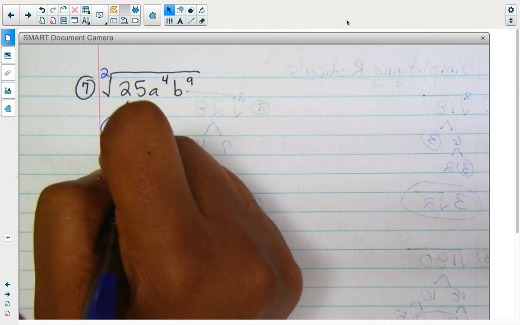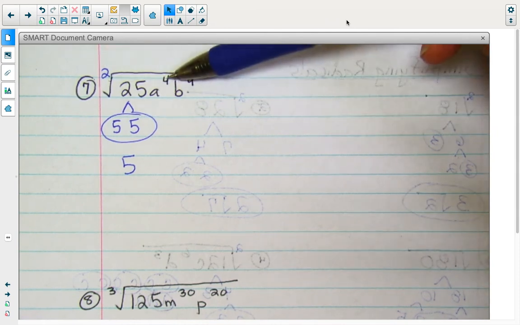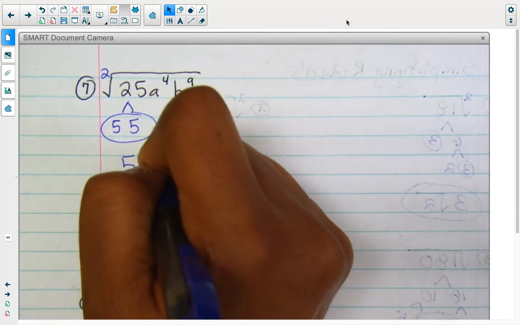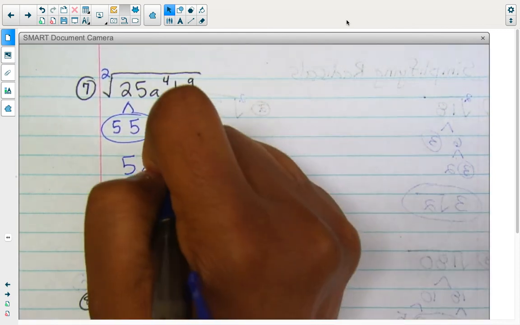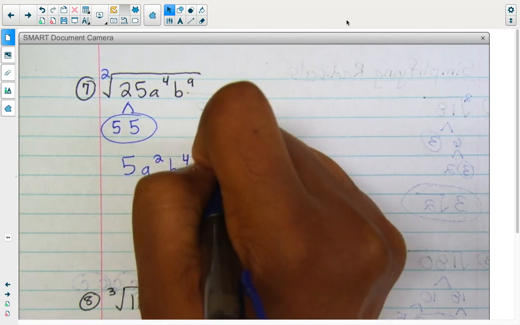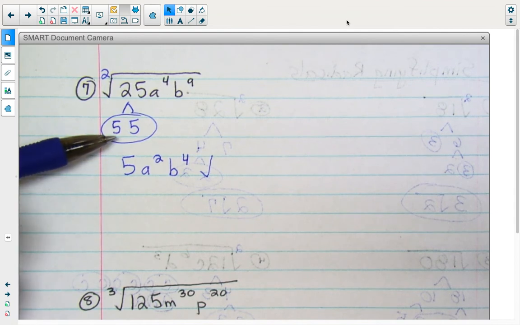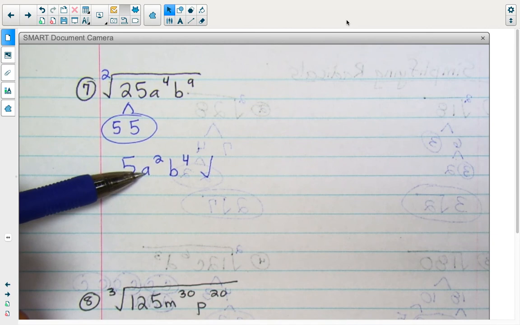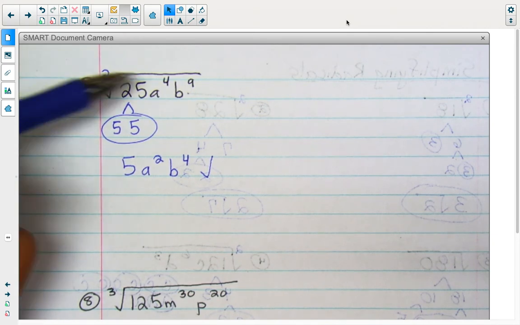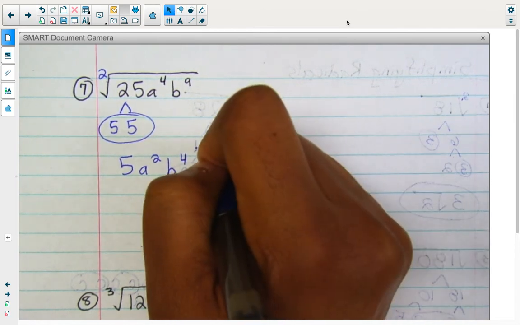So 5 comes down. Complete groups go on the outside. Everything else goes on the inside. 2 goes into 4 twice. 2 goes into 9 4 times. And any leftover prime numbers or variables go on the inside. So I don't have any leftover numbers. 2 times 2 is 4. I don't have any A's that are left over. 2 times 4 is 8, but I'm trying to get to 9, so I do have 1 B that's left over.